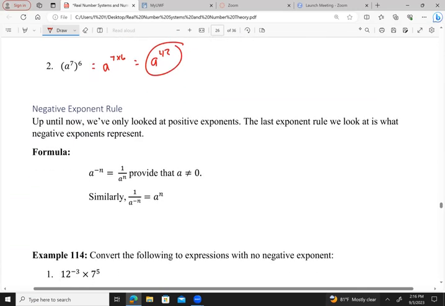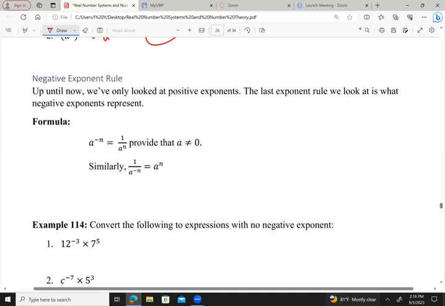Then we have our negative exponent rule. So now we've only looked at positive exponents. The last exponent rule we look at is what negative exponents represent. A to the negative n is equivalent to 1 over a to the n, provided, of course, that a does not equal 0. Likewise, 1 over a to the negative n is equal to a to the n.